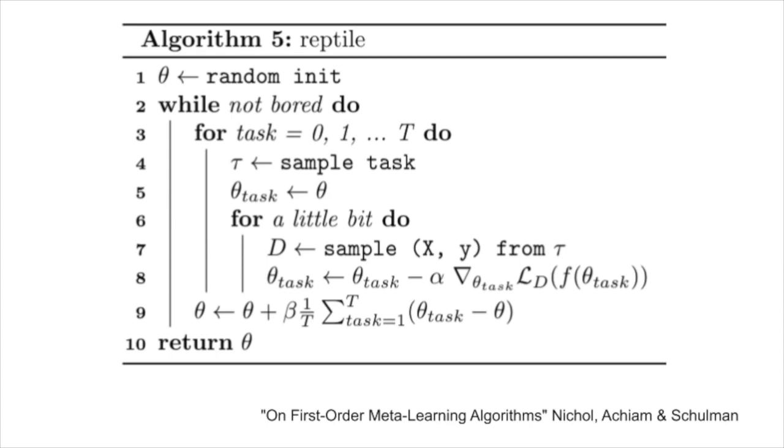So this loop is almost the same as what we had before. We're going to start with some random parameters. While we're not bored, we're going to sample some number of tasks and step through them. And we're going to collect where we ended up for the 10 tasks as we did this gradient descent. We're going to have a collection of them.